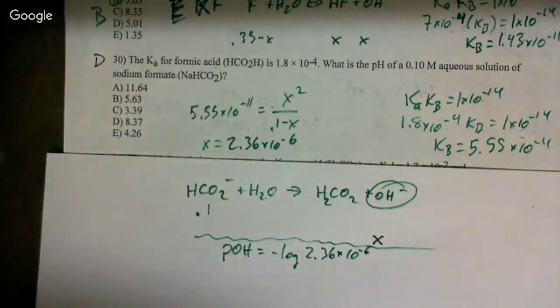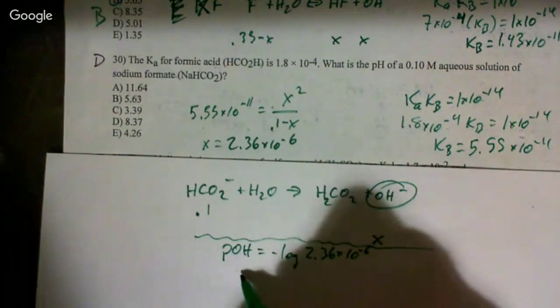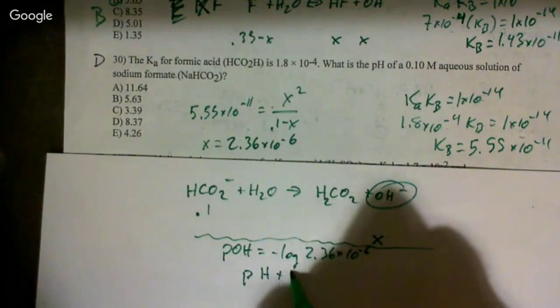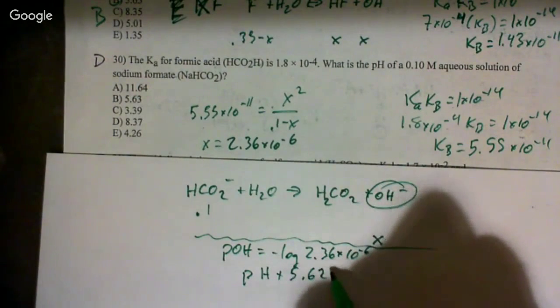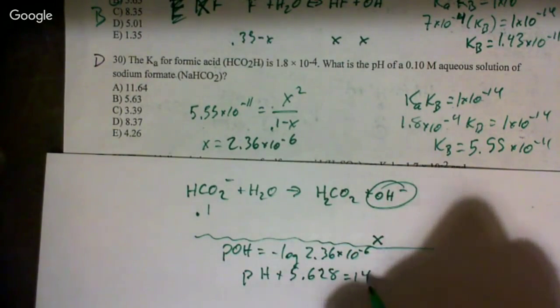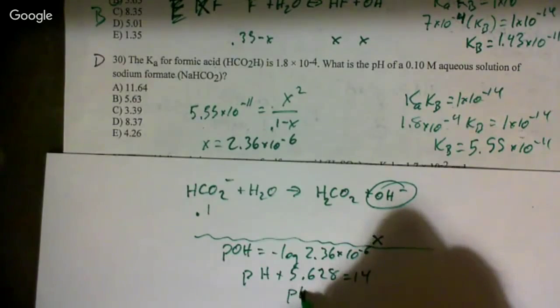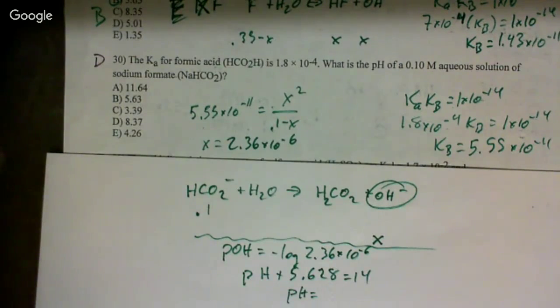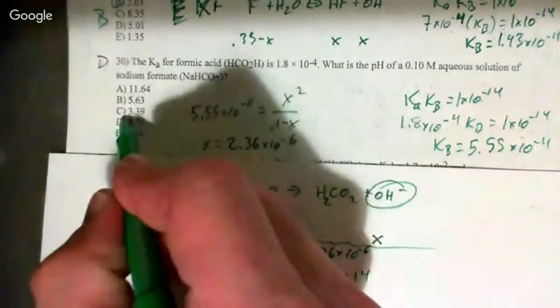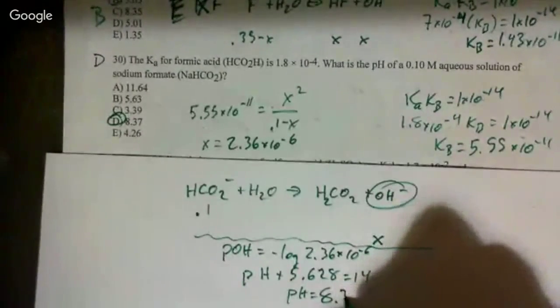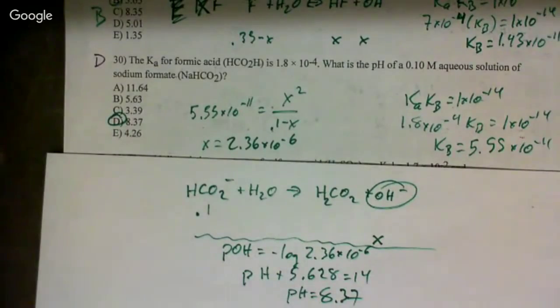Negative log of answer. And so my POH is 5.628. Subtract that from 14, and I should be at my pH value, 8.37. The answer is D. All right.